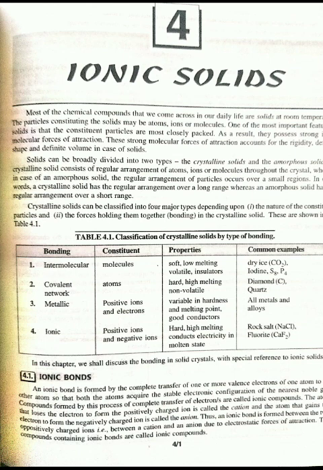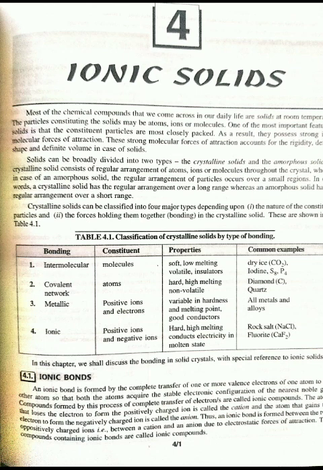Crystalline solids can be classified into four major types depending upon, first, the nature of the constituent particles, and second, the forces holding them together, the bonding in the crystalline solid. These are shown in Table 4.1. Table 4.1: Classification of crystalline solids by the bonding.